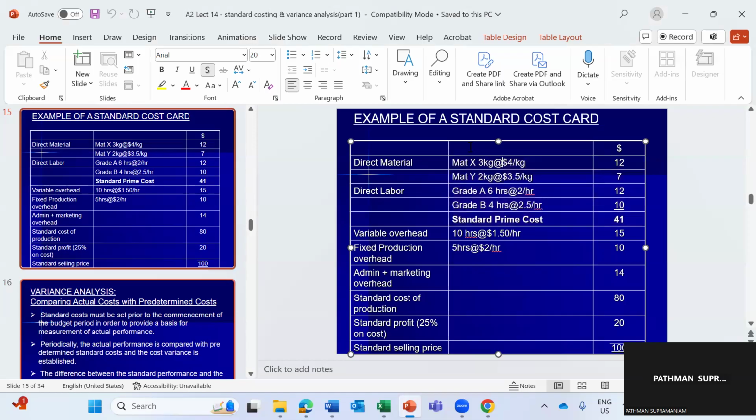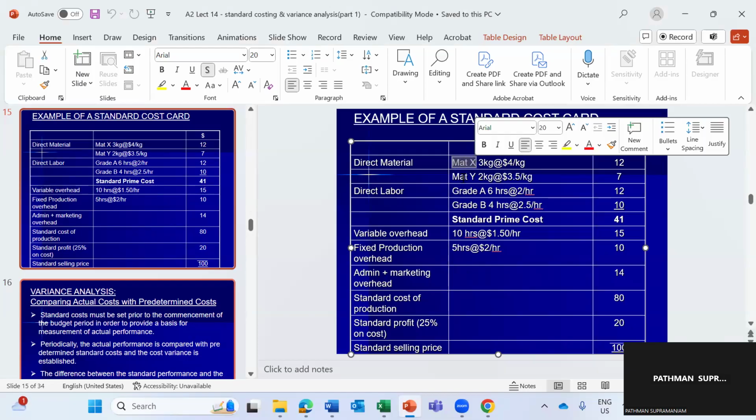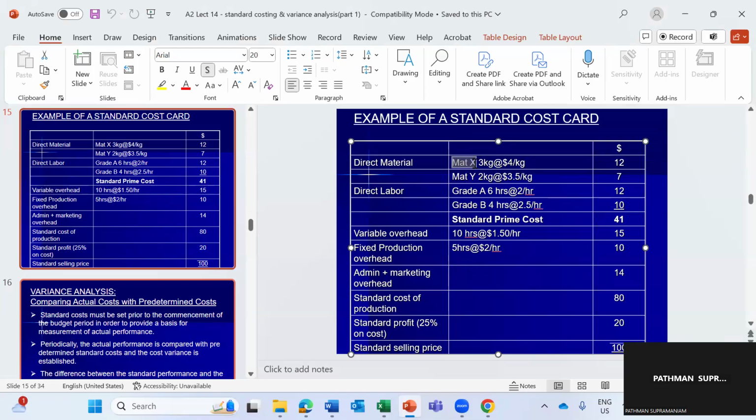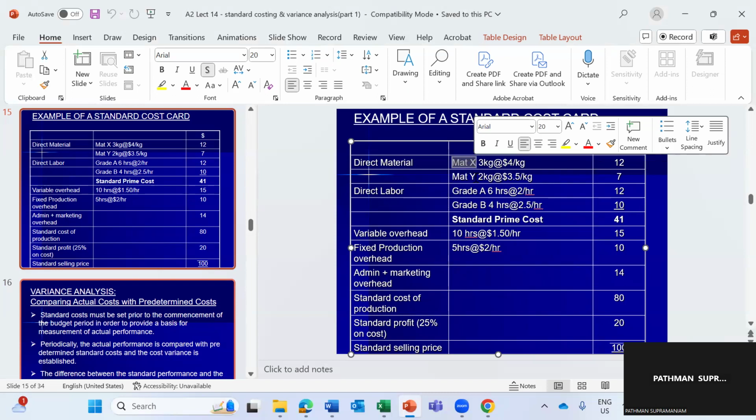So for example, in this standard cost card, it says that to produce 1 unit of this product, it requires 2 types of raw material, material X and material Y. X and Y are just names of the raw materials.